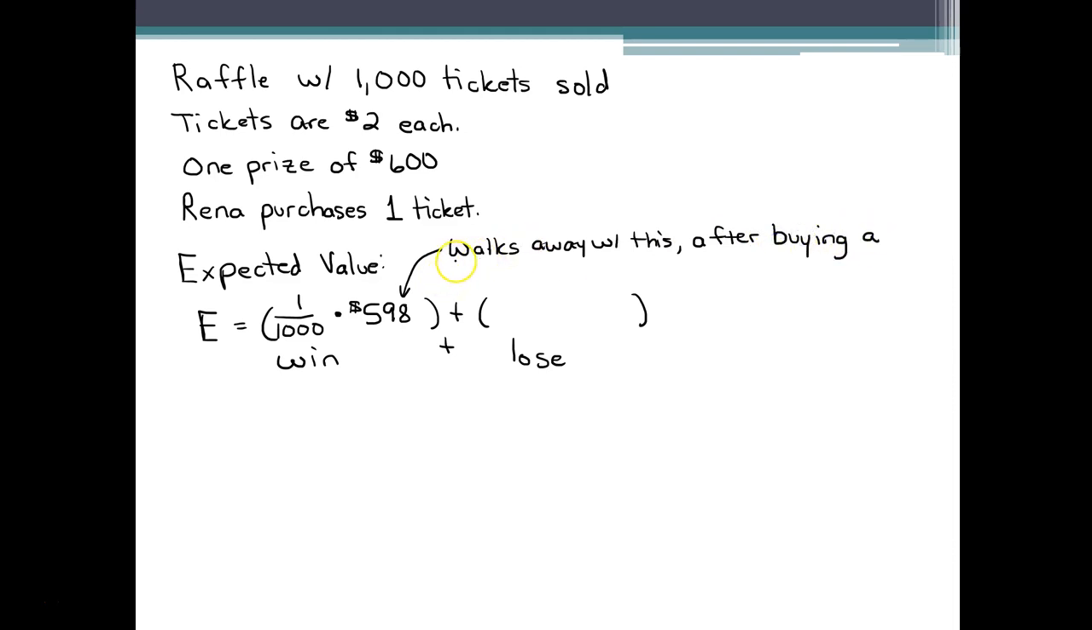Like when you see somebody who wins the lottery, my question in my mind is always, well, how many tickets did they buy until they won? Because that factors into how much they actually walk away with, not including taking taxes out and all that loveliness. She walks away with this after buying a ticket and winning.